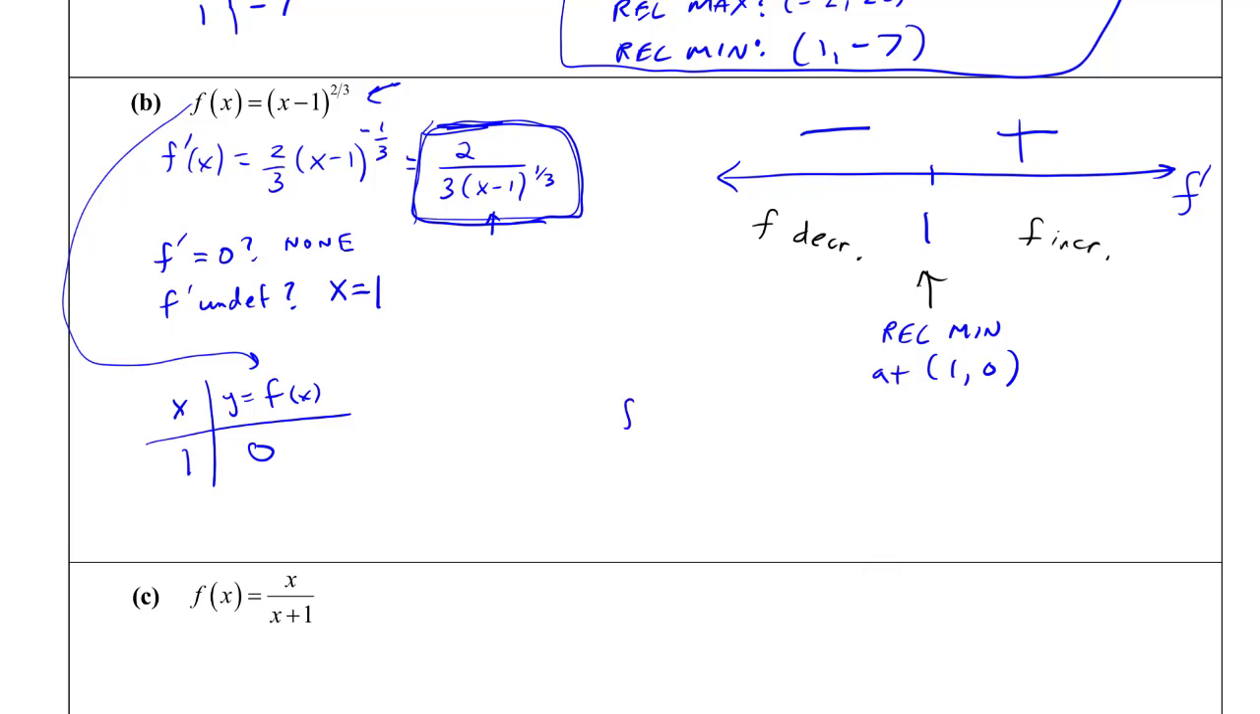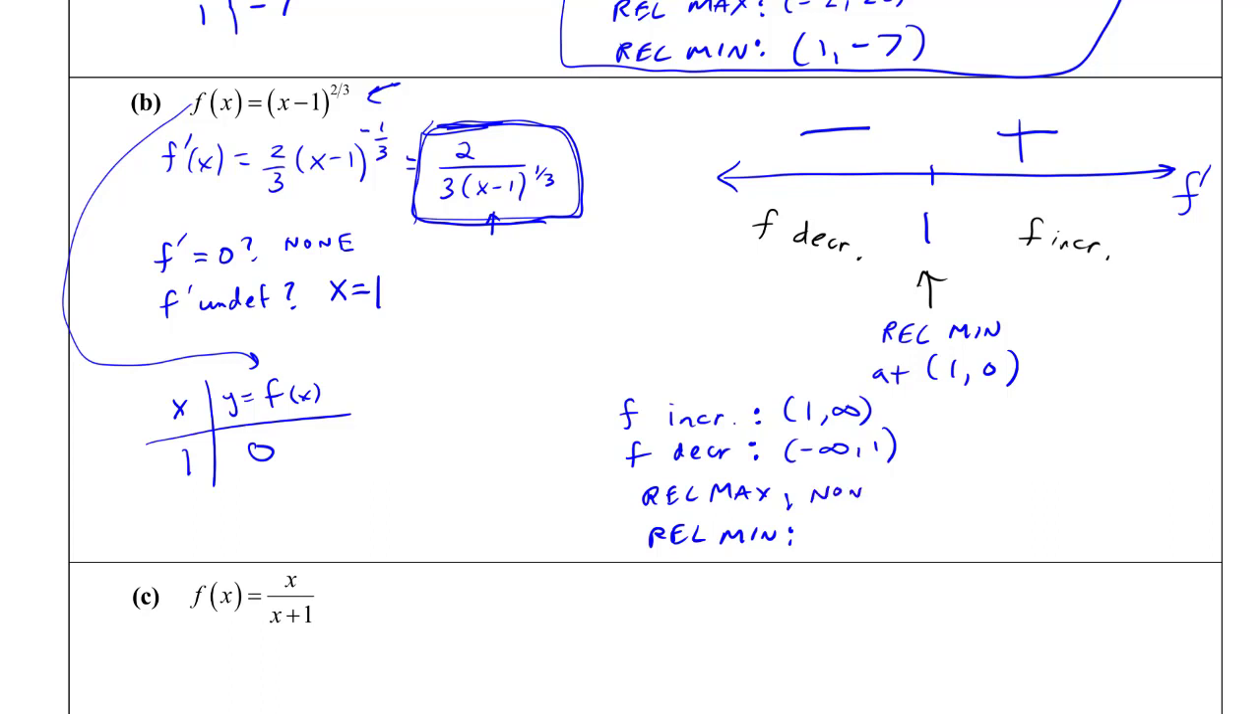So let's see, where is f increasing? Where is f decreasing? Any relative maxes? Any relative mins? All right, increasing on 1 to infinity, decreasing on negative infinity to 1. Relative max, well, there weren't any. Relative min, (1, 0). And there you go.